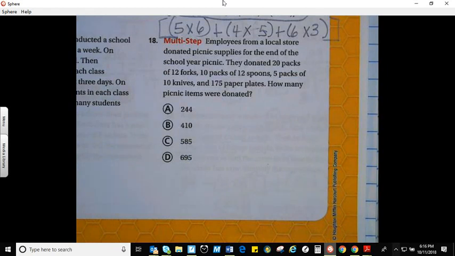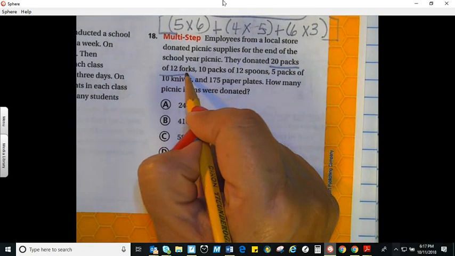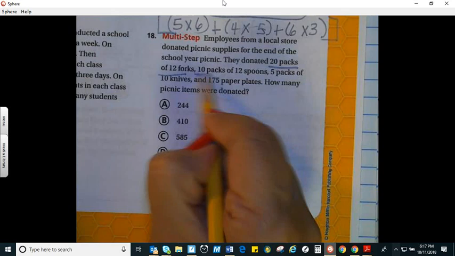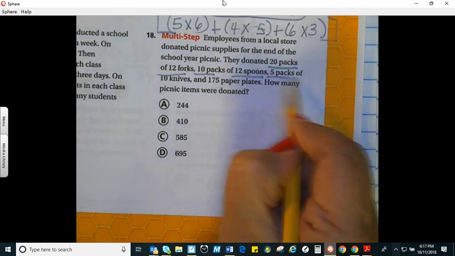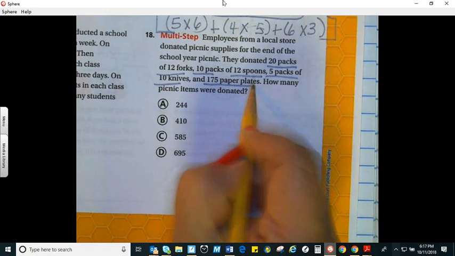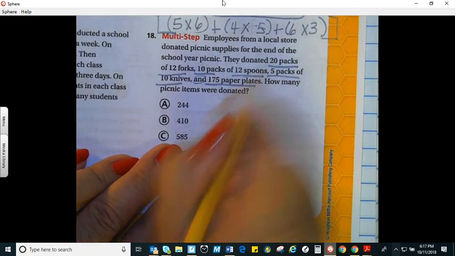Employees from a local store donated picnic supplies at the end of the school year. That's like when HEB donates and helps us out for our swimming party. So they donated 20 packs of 12 forks. Okay, that's like when you go to HEB and they have forks and you have to buy 20 packs of those. And here they had 10 packs of 12 spoons and 5 packs of 10 knives and 175 paper plates. And so how many picnic items were they donated? So let's look at this.